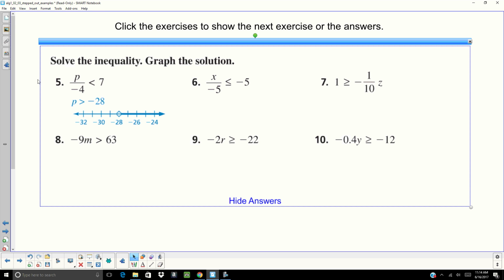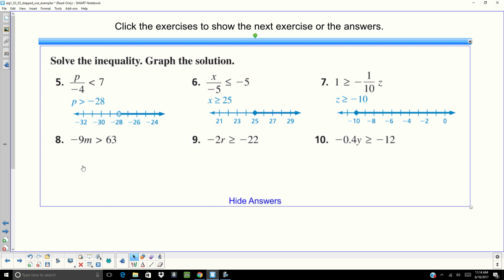Number 5, multiply both sides by negative 4, flip the direction. Number 6, multiply both sides by negative 5, flip the direction of that inequality. Number 7, multiply by the reciprocal, which is negative 10. So you're multiplying both sides by negative 10, flip the direction of that inequality.